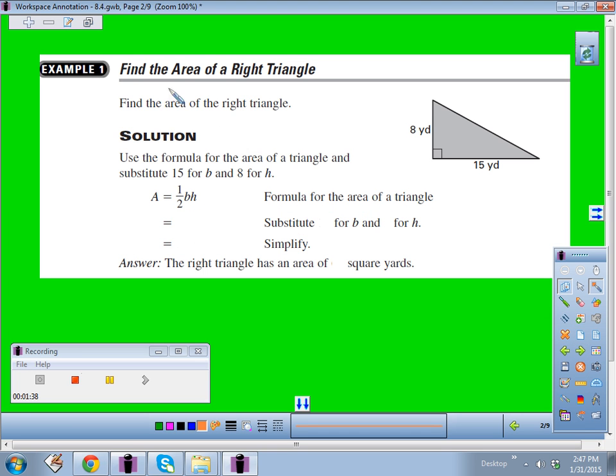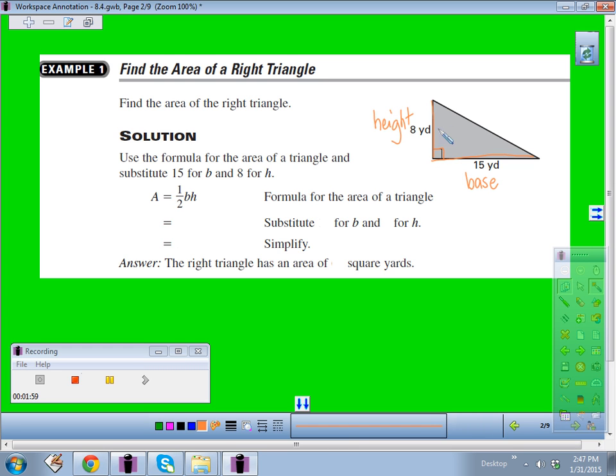So the first example, find the area of the right triangle, says use the formula for the area of the triangle. Well, we can label this as the base and this as the height. Now the key thing with triangles is making sure that your height always forms a right angle with that base. If you cannot find the right angle, then that is not your height. The height must also always form a right angle with that base.